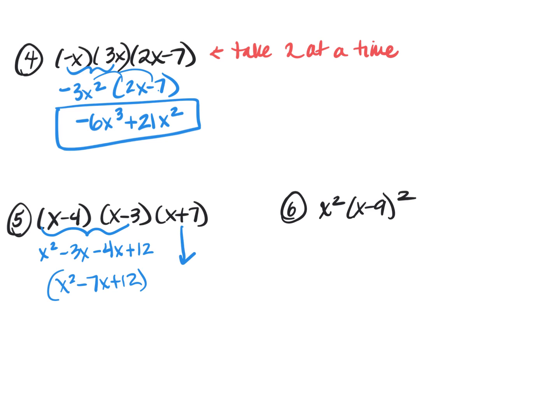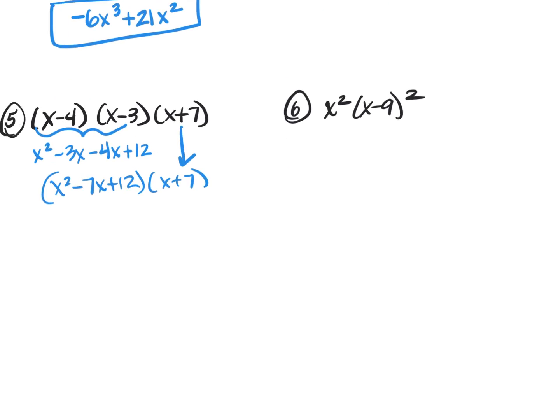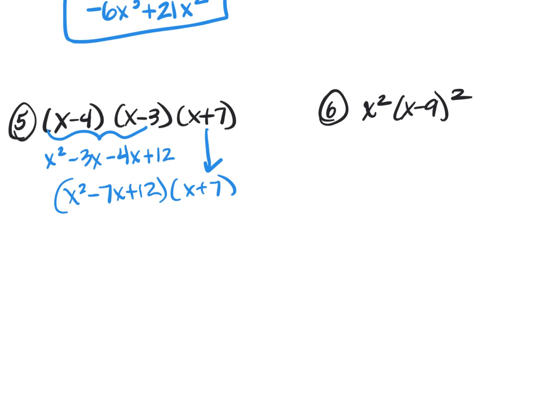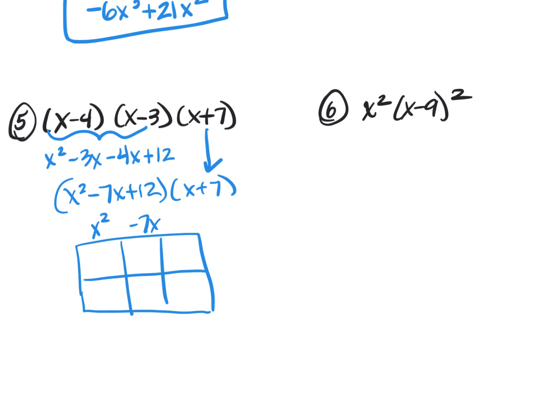Now I'm going to bring this one straight down, and this is where I want to build the box that we discussed previously. So here's my box. x squared minus 7x plus 12, and then x plus 7. So let's multiply. x times x squared is x cubed. Negative 7x times x is negative 7x squared. 12 times x is 12x.